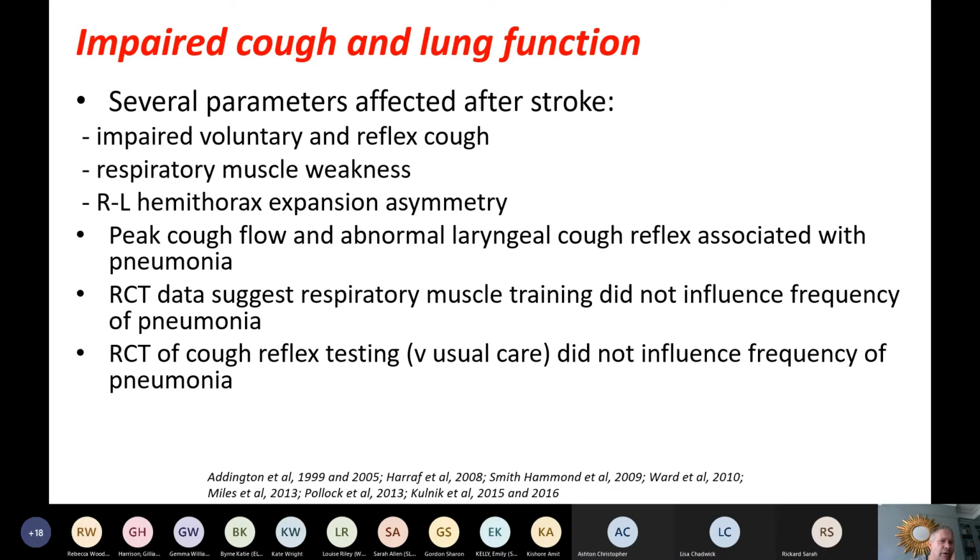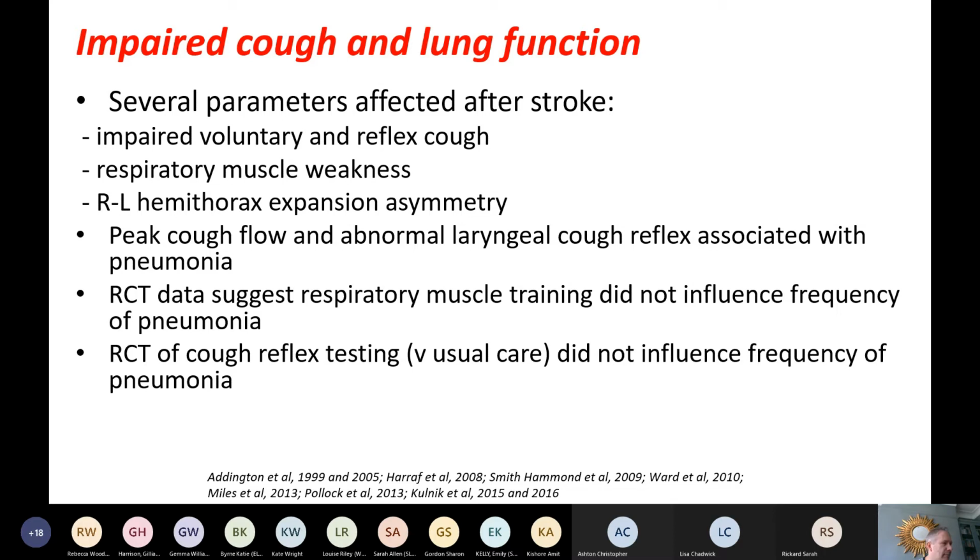There is involvement of respiratory muscle weakness on the contralateral side to the stroke lesion. So there is expansion asymmetry between the right and left hemithorax, and there's hyperventilation of the actual affected side. And as I said in my earlier talk, these mechanisms contribute using afferent pathways to the brain to make patients potentially relatively tachypneic. So is this an area that could be exploited to try and prevent pneumonia from happening?